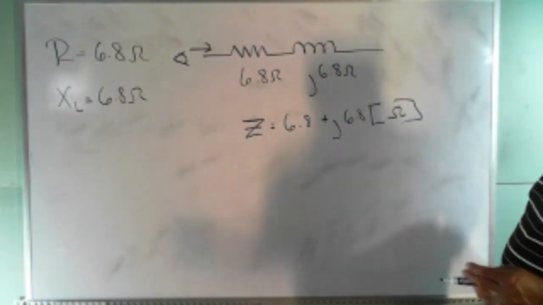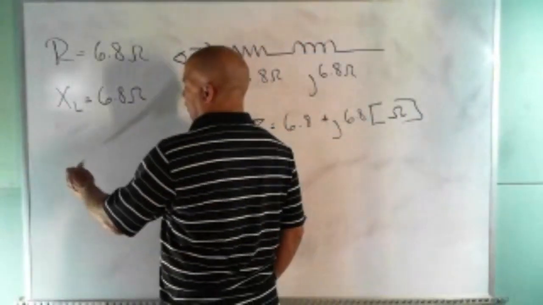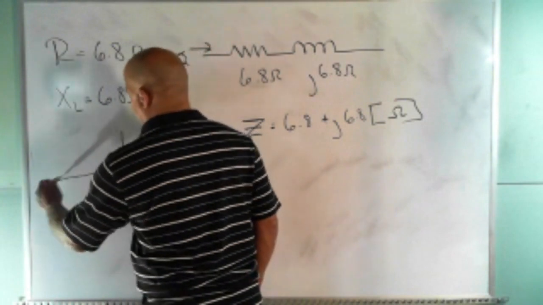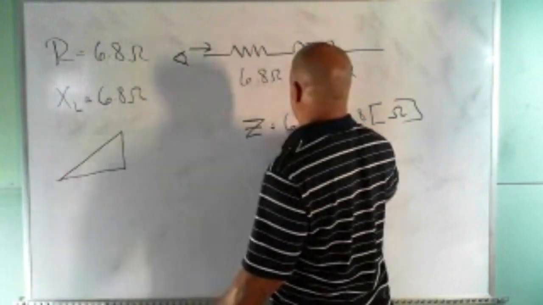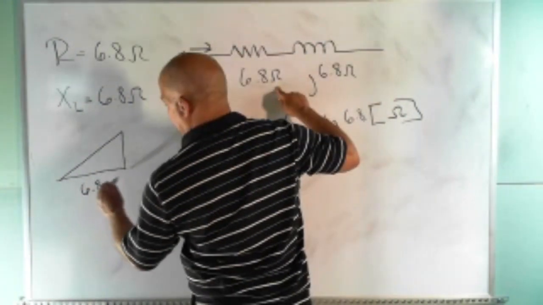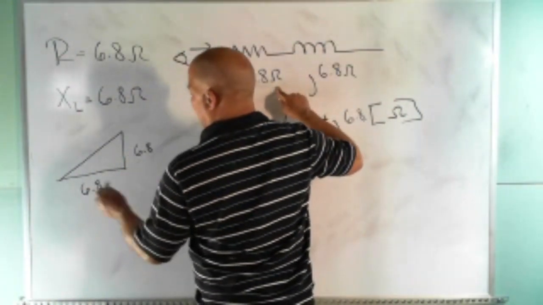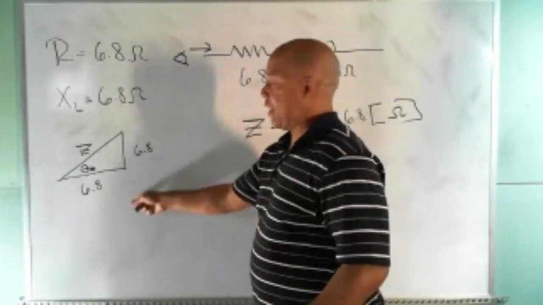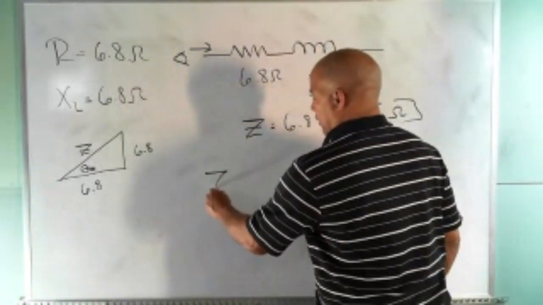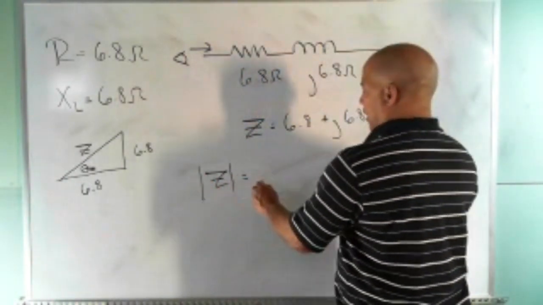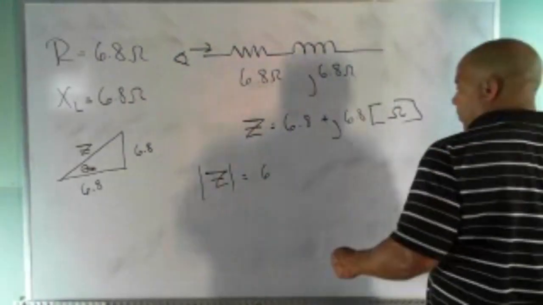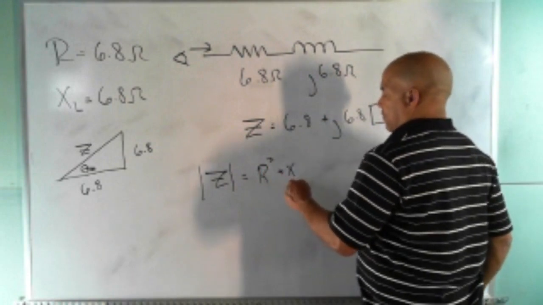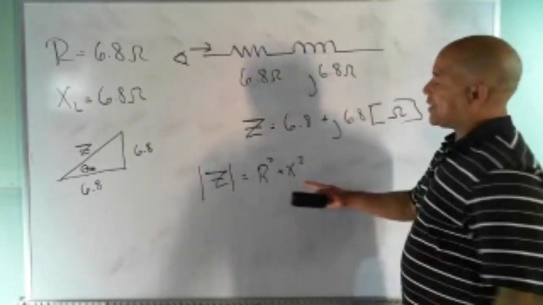Now, to go to polar, you have to convert this over. Here's my impedance diagram. They gave me 6.8 for R, and they gave me 6.8 for this. So what I have to find is Z and theta Z. Then I can use the Pythagorean theorem. The magnitude of Z is going to be, let me put the equation first, you should know it by now, the square root of R squared plus X squared. This X is the net X.